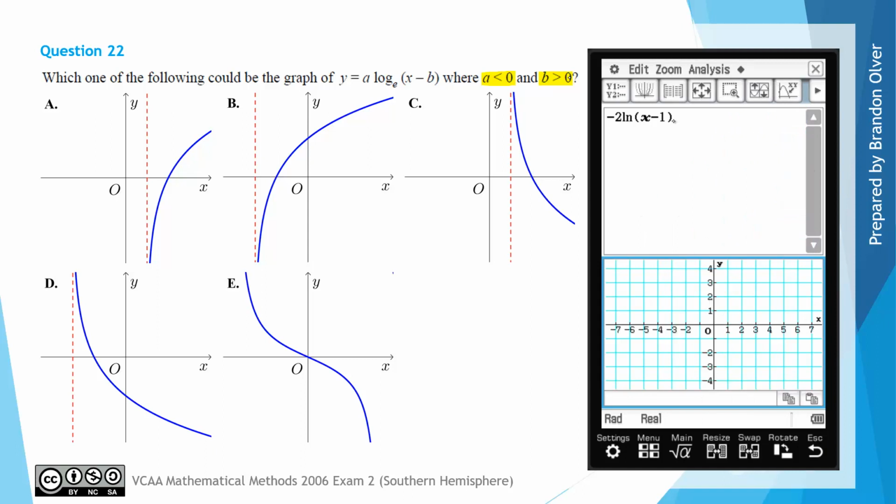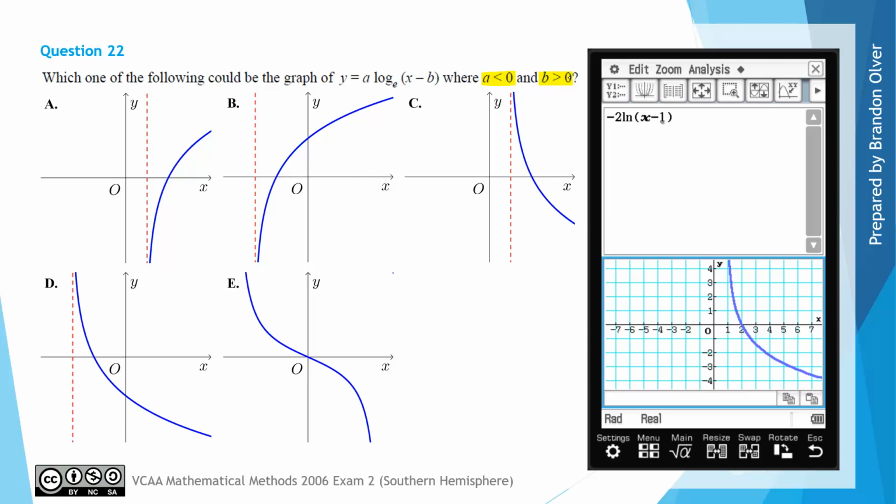So hitting the graph icon, I can now drag that down, and we can see roughly where the graph shape exists, and also that there's probably an asymptote at 1. In fact, we know based on a log graph that if we have x take 1 there, then there'll definitely be an asymptote at x equals 1. And we can now compare that to the options that are given, and we can see that it's most like option C.